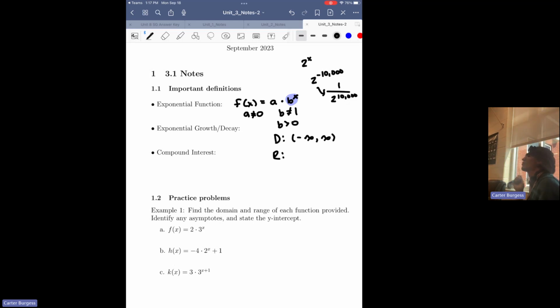So if b to the x is always going to be positive, what is the range of our function going to depend on? Yeah, it's going to depend on the value of a here. If a is positive, and we end up with a positive number times a positive number, then our range is going to be everything from 0 up to infinity. If a is negative, we'll have a negative times a positive number, so we'll have all of the negative values, everything from negative infinity up to 0.